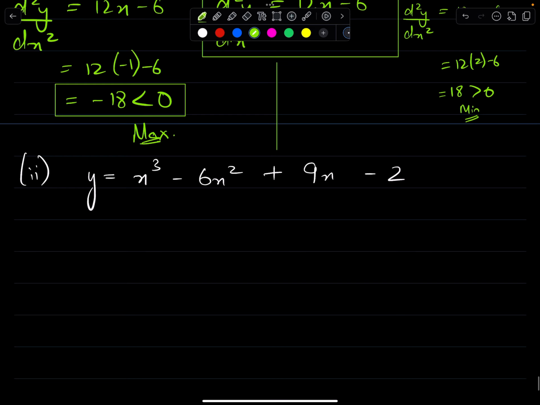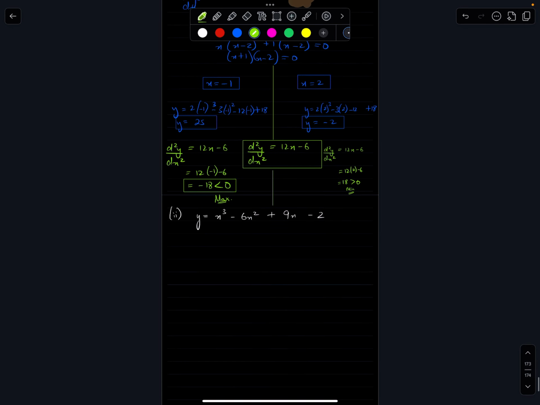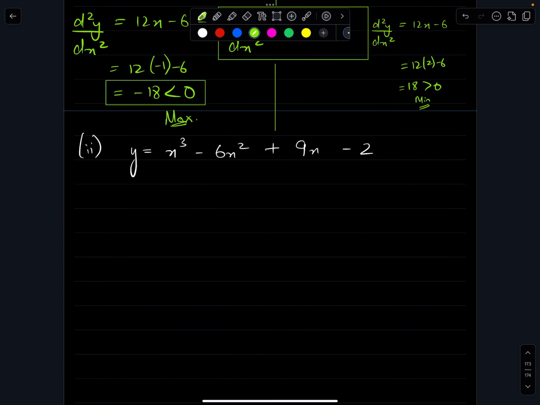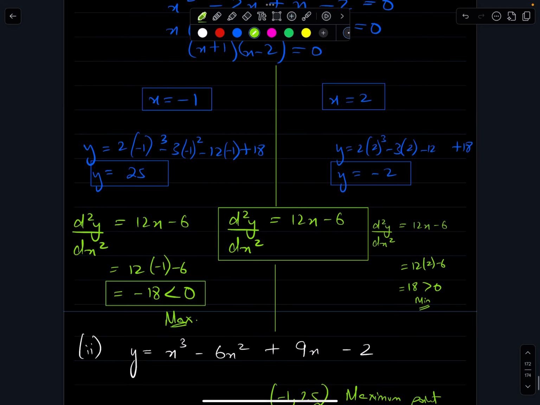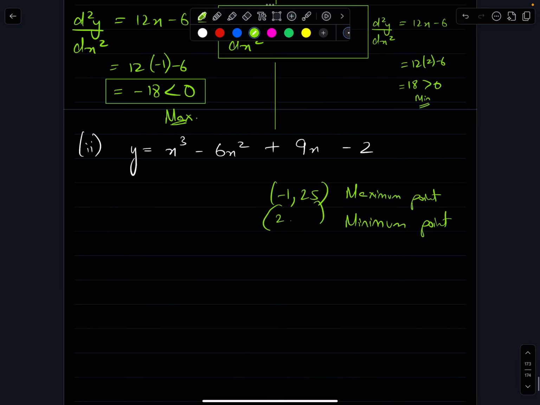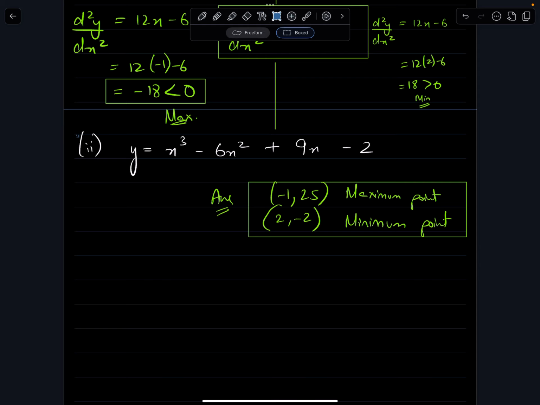And finally, this is how you can leave your answer. Just a second. So we write this as minus 1 comma 25 is a maximum point, and we also have a minimum point, that is 2 comma minus 2. This is your answer.